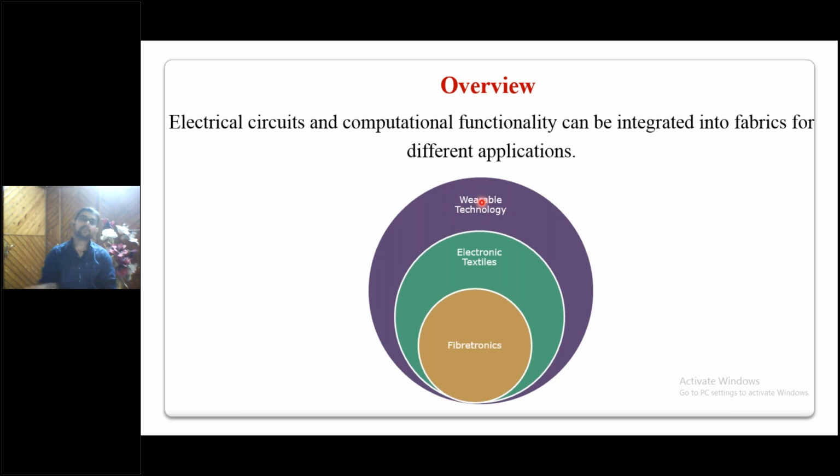Wearable technology means something that you can wear, and alongside it you will have your mobile phone, your chips, and you can connect Wi-Fi and GPS with your fabric itself. This whole thing comes under wearable technology. Under this section, we have electronic textiles, in which we can embed computational functionalities, so it is more intelligent. Electronic textiles are much more intelligent than smart textiles.